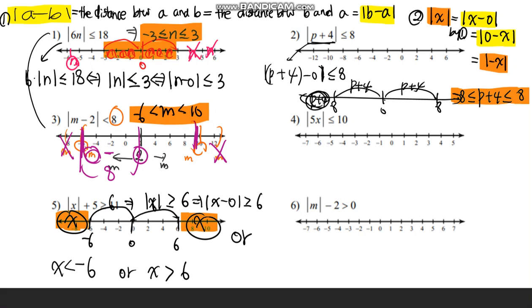Now this is -8, right? So I'm going to subtract 4 from every single side here. Then it's going to be -12, and then p, and then 4. So this is the final answer for number 2.